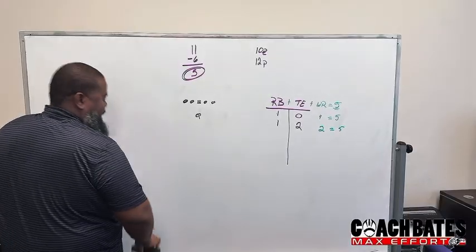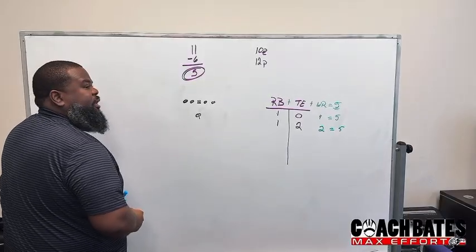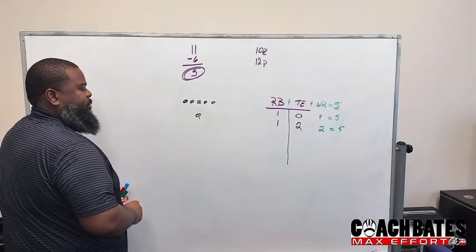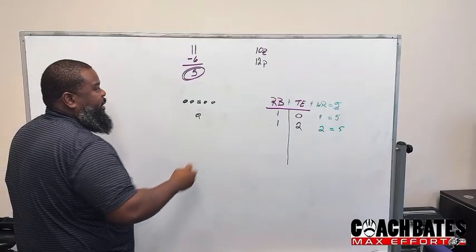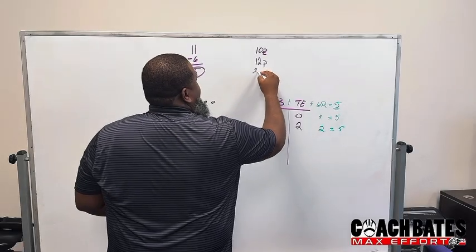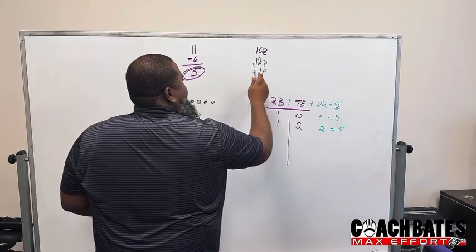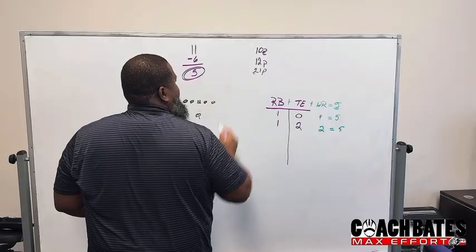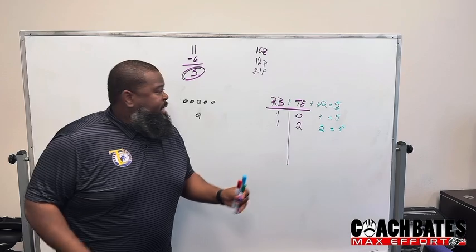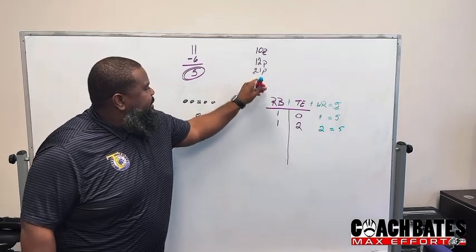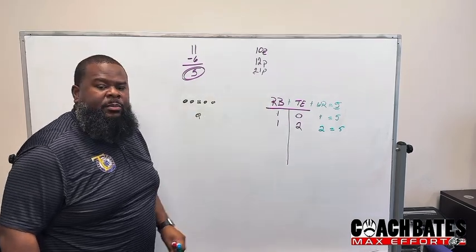Okay. Let's look at a 20. No, let's look at a 21. Let's look at a 21 personnel. That first number, who does it talk to? You said running backs. You are correct. That first number talks to the running back. Second number talks to what position group?